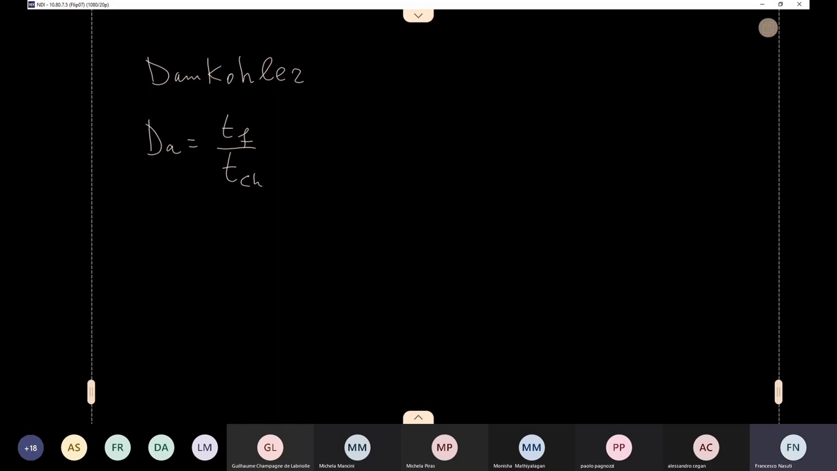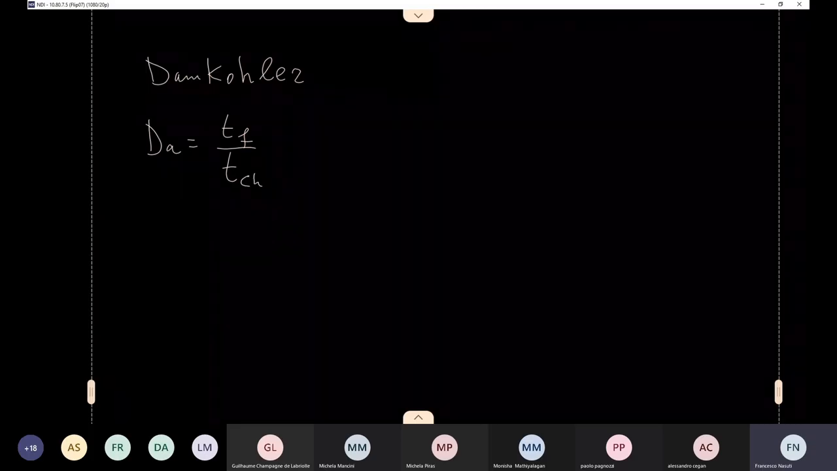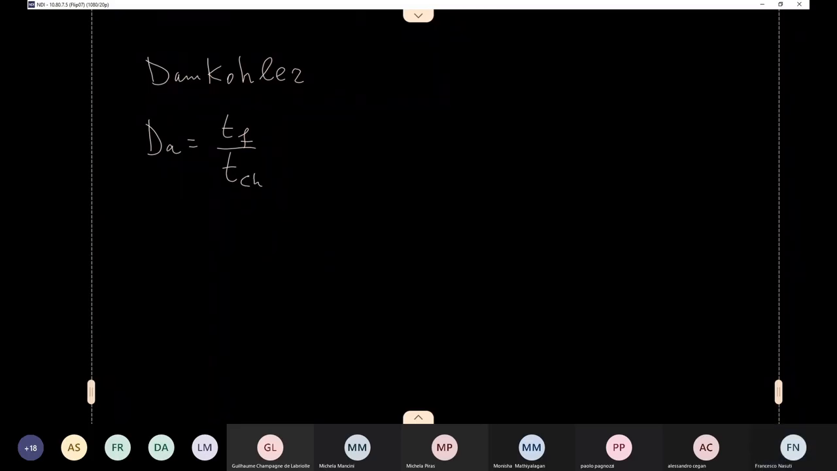And this ratio between the characteristic time of the flow and the characteristic time of the chemistry. Of course, we can identify the different regimes with this number greater than one. That means the flow time is much greater than the chemical time. It means that if this time is long, we have enough time for our chemical reaction to occur, and so we have equilibrium flow if this condition is satisfied.